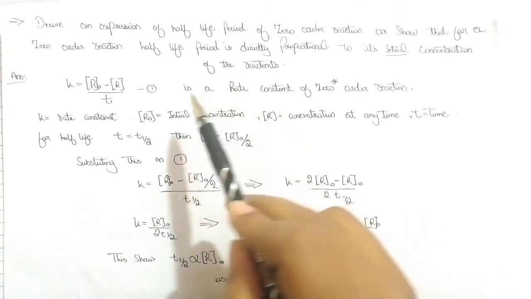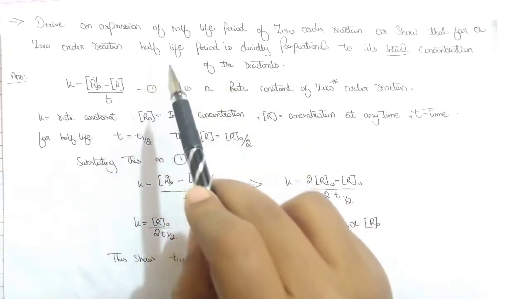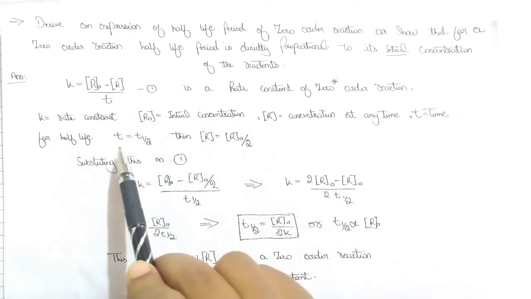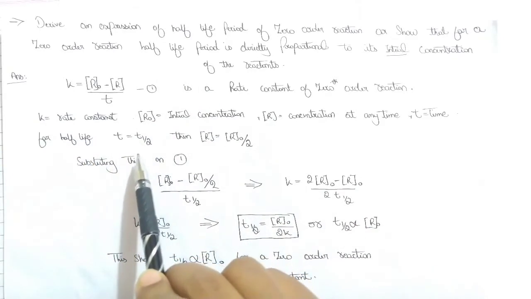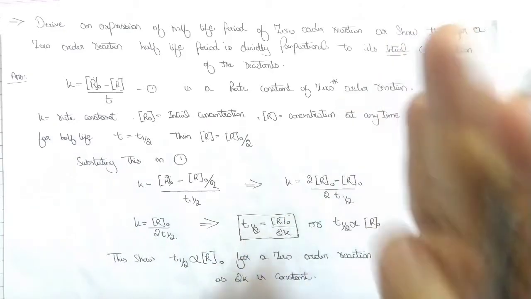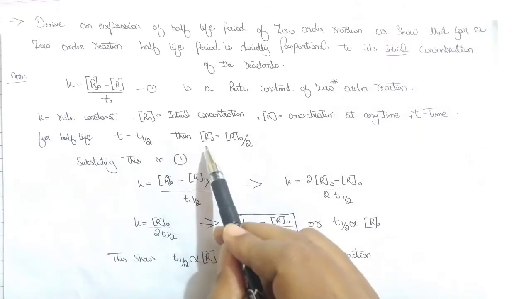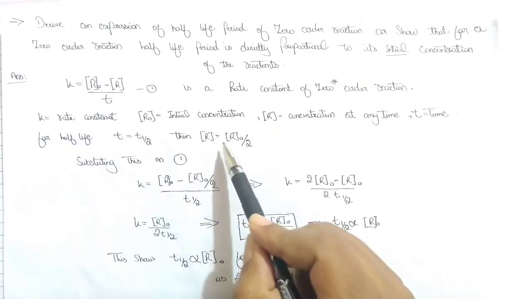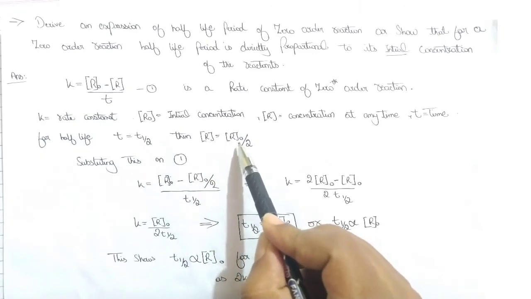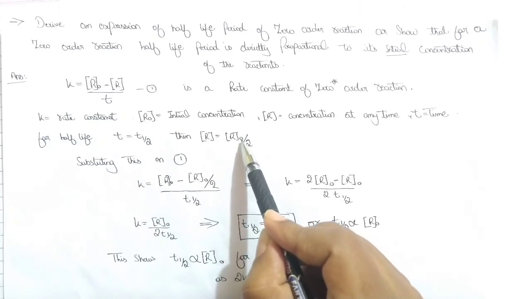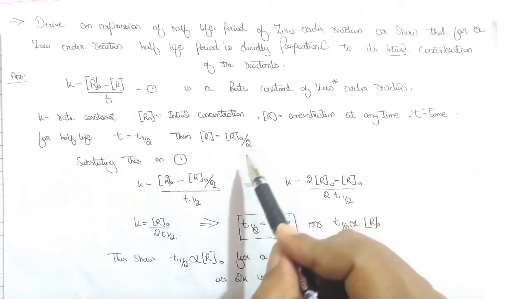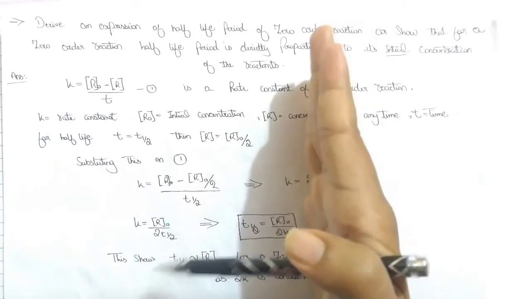And as we are going to derive the half-life period, for half-life t is nothing but t half. We are considering the time at half-life. Then the reactant concentration R at any time is equal to the initial concentration of the reactant divided by 2, R naught over 2. Why? Because we are considering the half-life.